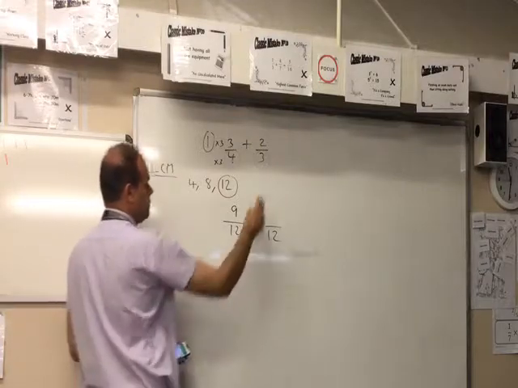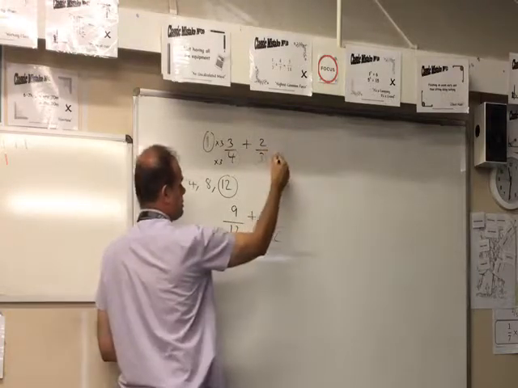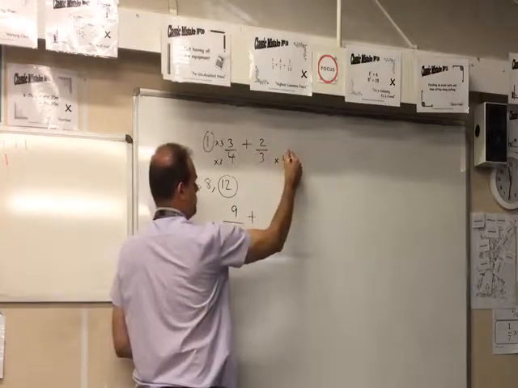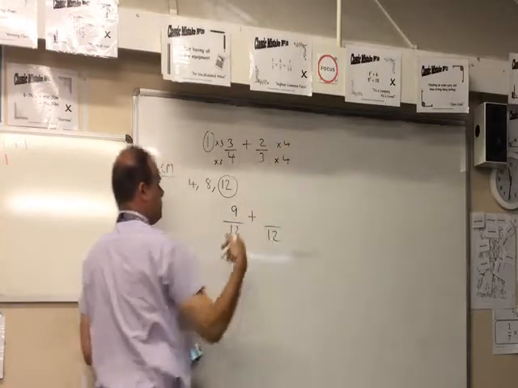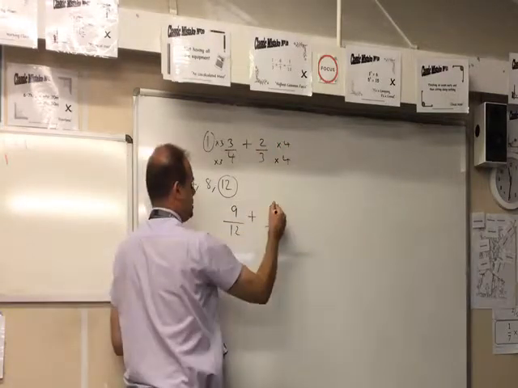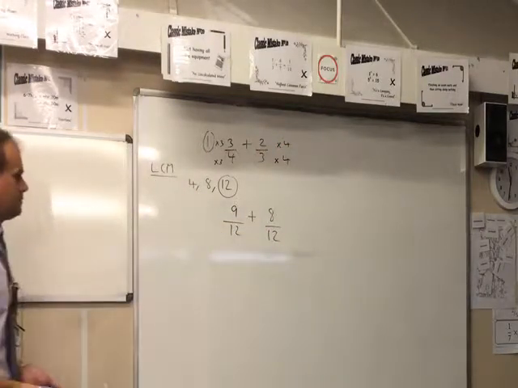Same with the other one, 2 thirds into twelfths. How many multiples of 3 take you to 12? Well, 4 of them. 4 threes are 12, so times the top and bottom by 4, so it's an equivalent fraction. That means it's balanced out. And that obviously makes 2 fours, which is 8 at the top. Now you can add them together.